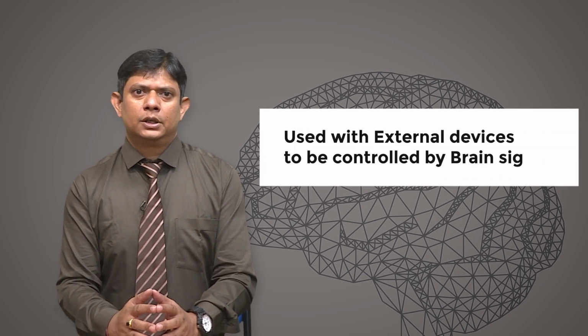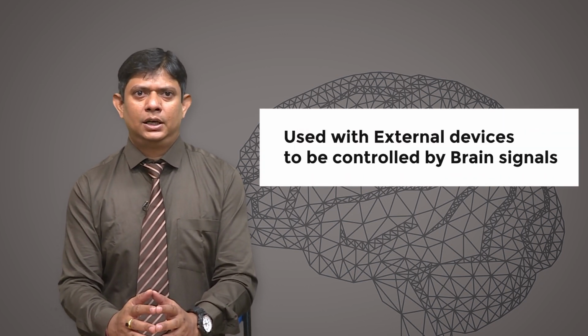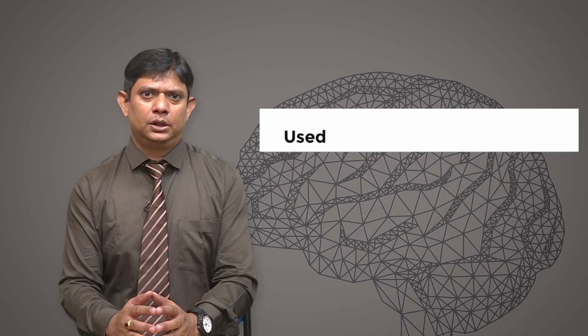EEG-based brain computer interfaces allow individuals with severe motor disabilities to communicate and control external devices using their brain signals. This technology translates EEG patterns into commands for computer applications, robotic devices and assistive technology. So, these are the various aspects of EEG.